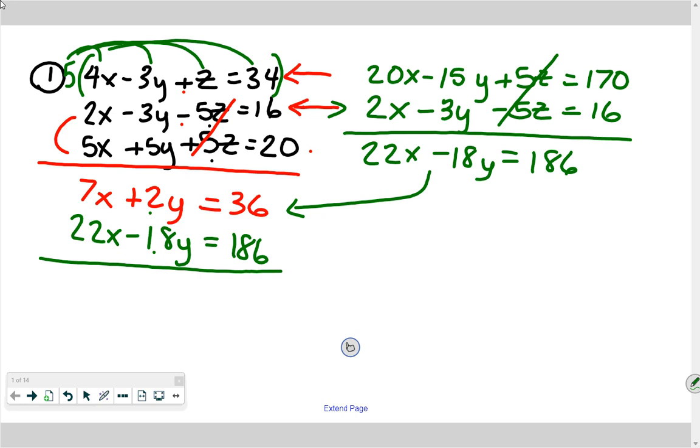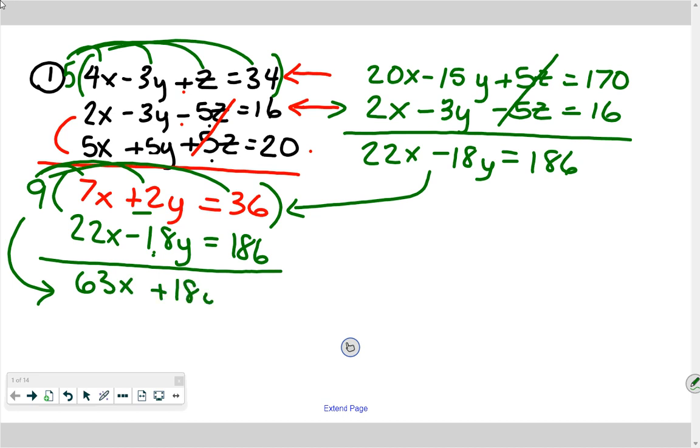But really, all I need to do is change the red one. All I need to do is multiply this by 9, because if I distribute 9 to 2, it's going to make it a positive 18, and this one's negative 18, and that's what I want. So I'm distributing this to these, and I'm just going to write it down below so that I can combine it with that 22x minus 18y. When I distribute that, that's going to give me 63x plus 18y equals 324.